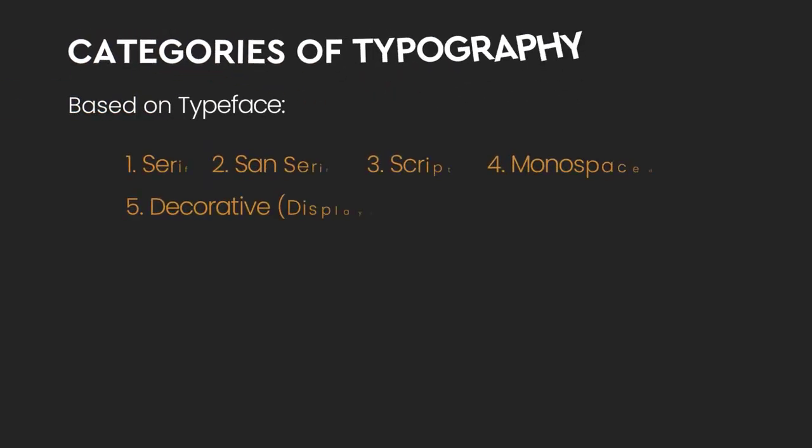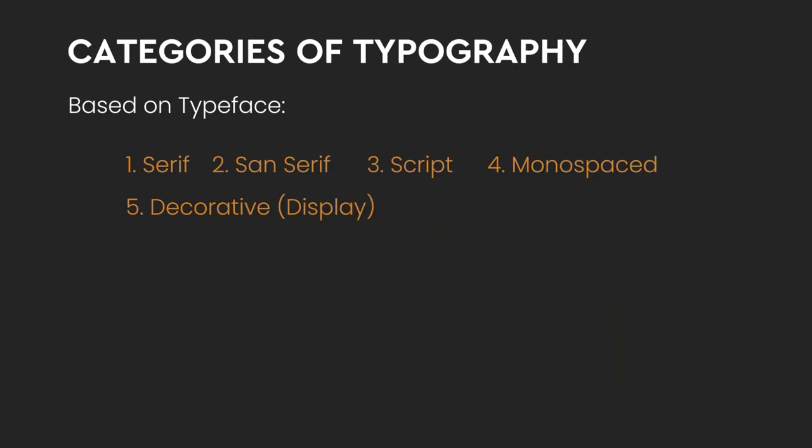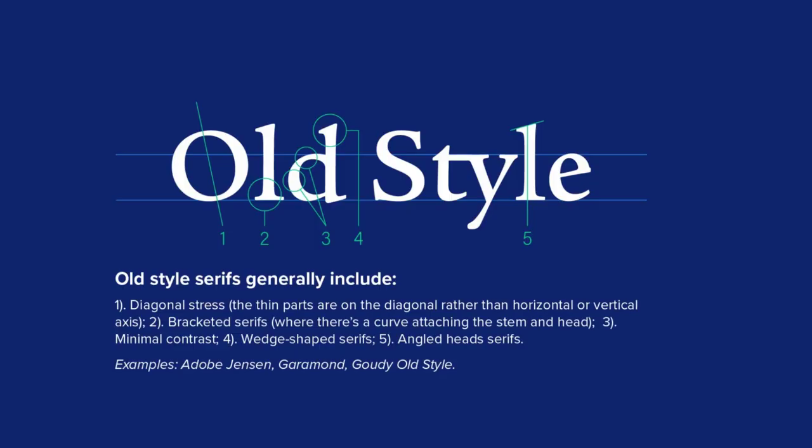Categories of typography based on typeface. Many people can approach this in different ways, but for me, I've done this in five categories. One is serif, two sans serif, three script, four monospace, and five decorative. Serif is further broken down into subcategories, and one of them is old style.